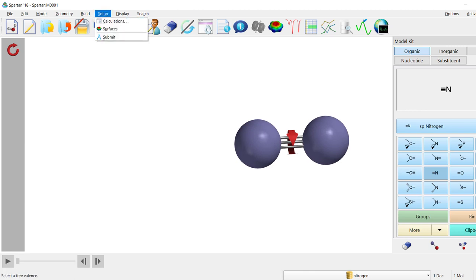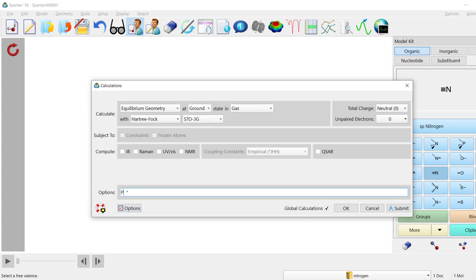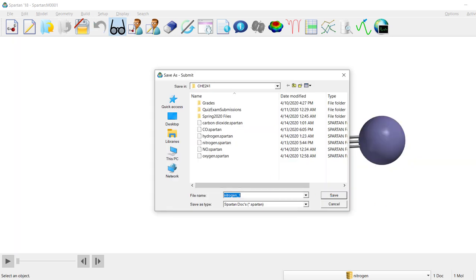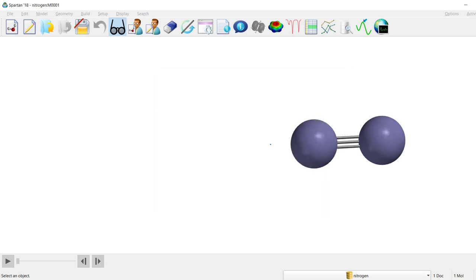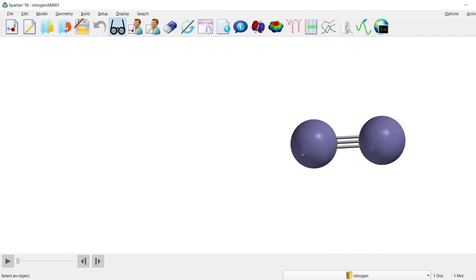And I'm going to do the same kind of calculation. I'm going to do Hartree-Fock the exact same way I did before. I'm going to select print MO, so I can see that nice output, make sure it's a neutral with no unpaired electrons, and submit. Nitrogen's here, I'll save that one. Don't worry, I'm not going to do this every time. I just wanted to show you some examples of how you would do this calculation. Boom, really fast. Okay, so let's take a look now at the output, and we'll jump to that first.